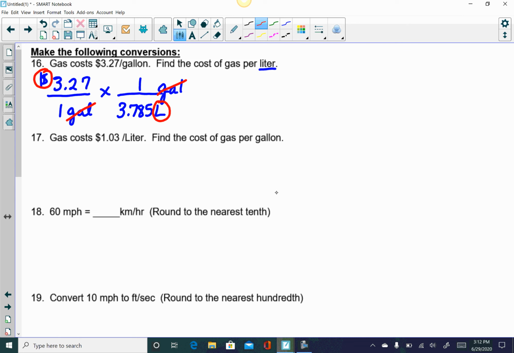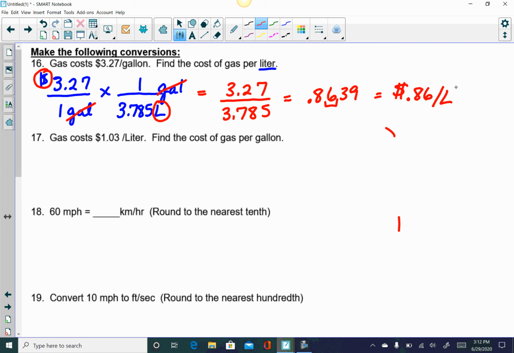So now from here, we just multiply straight across. 3.27 times 1 up top, 1 times the 3.785, then divide, and you get 0.8639. Anytime you're talking about money, always do dollars and cents. So rounding to the nearest cent is the same as rounding to the hundredth spot. So here we're talking about 86 cents per liter.